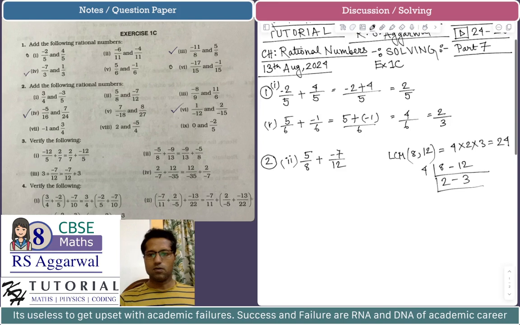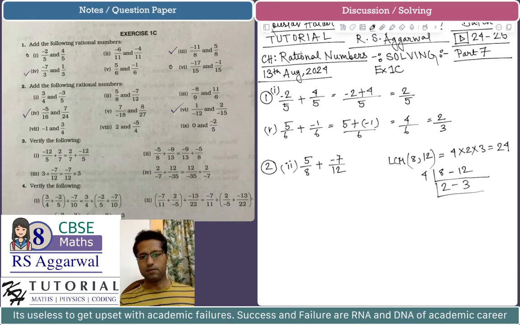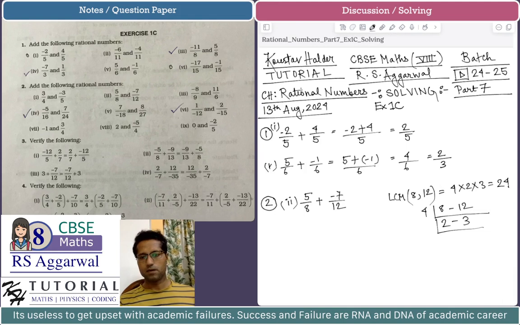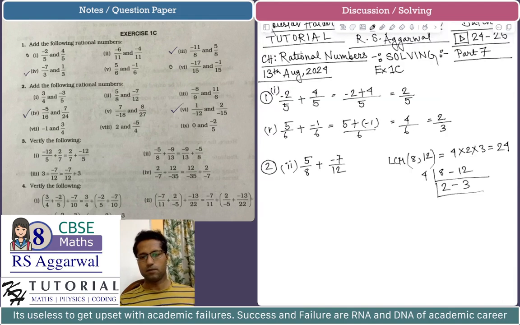Okay, so now we will add 5 by 8 plus minus 7 by 12, where we have to convert them to their equivalent forms so that both have the same denominator as 24. I am directly converting them, and will not explain very detailed steps. For that you can please see my theoretical video, that is part 6. When I convert 5 by 8 so that the denominator is 24, it becomes 15 by 24.